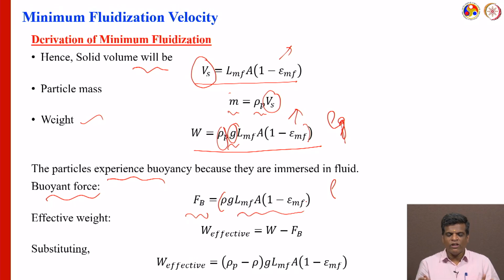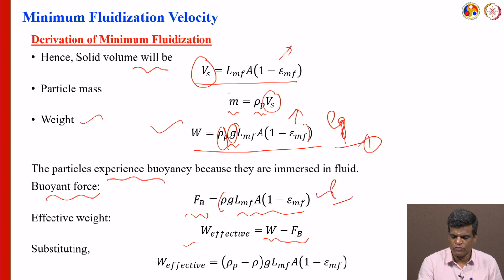Then what is the effective weight? Effective weight, already we discussed, is the weight minus the buoyancy force. Whatever the buoyancy force is, we have to subtract that one, then we get the effective weight. So the effective weight here is rho P minus rho, basically we are subtracting equation number 1 and 2. Then we finally get this equation that we call the effective weight.